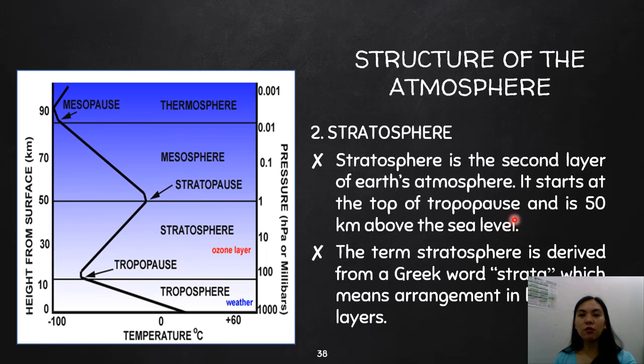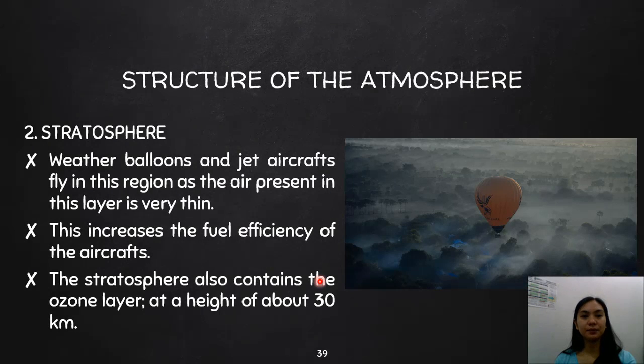So, it starts from, of course, your tropopause up to 50 kilometers. So, ayan po, 50 kilometers. Itong buong region na to is your stratosphere region. And the term stratosphere is derived from a Greek word strata, which means arrangement in horizontal layers.